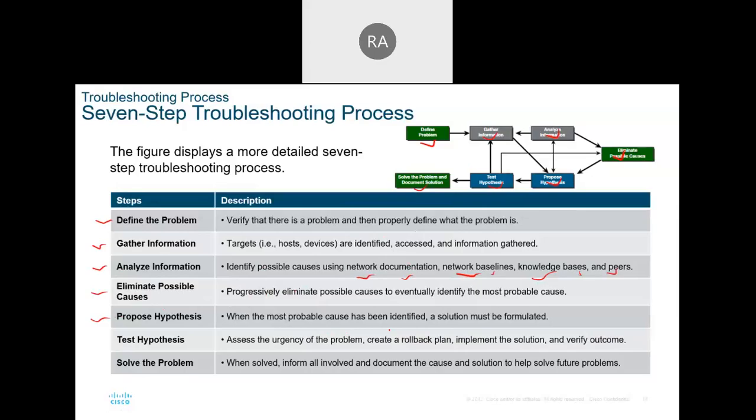Then you can propose a hypothesis. When the most probable cause has been identified, a solution must be formulated. So you come up with a solution. Okay, let's try this. Or it could be this, or it could be that. Test the hypothesis.